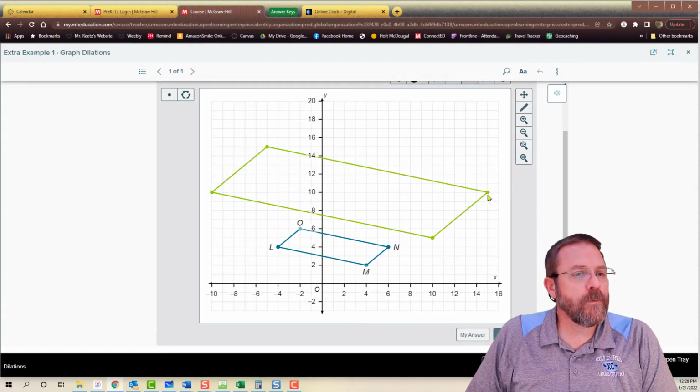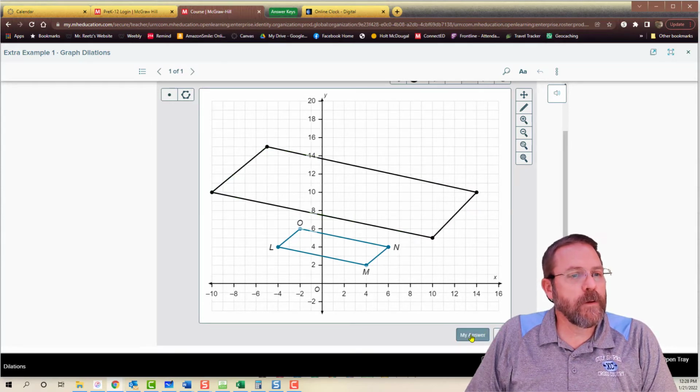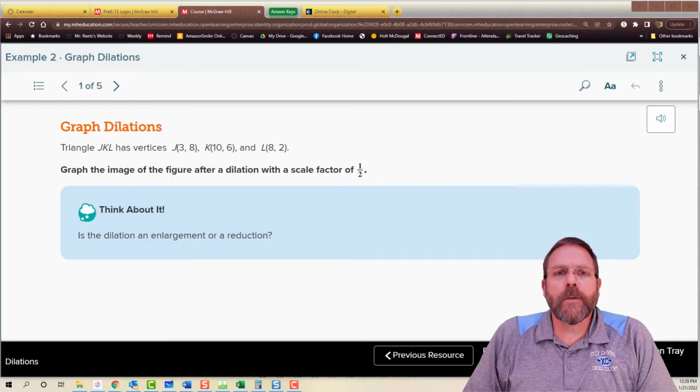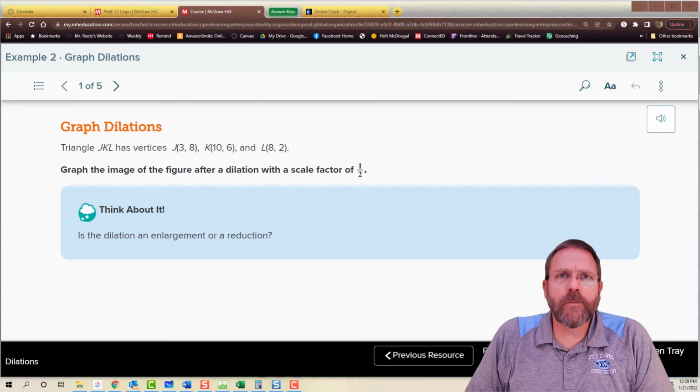Oh, no, theirs is actually 1 point off. So, I see what happened. I didn't make it to 15. Mine ended up being 14 instead. I guess I just slipped on it. Okay, we've made something bigger. Now let's make it smaller.